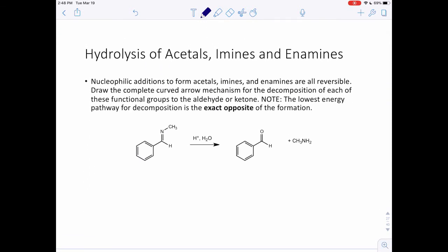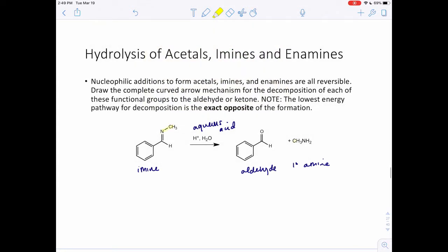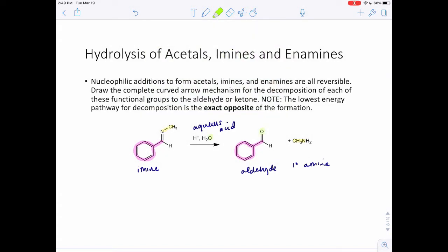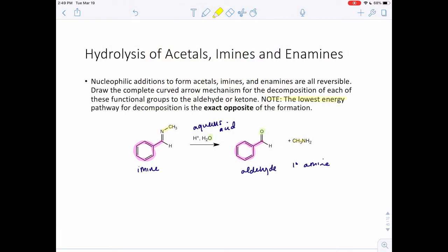All right, now we're going to look at the hydrolysis of an imine. So we have an imine, and we're going to treat it with aqueous acid. And we're going to create the aldehyde and primary amines, where the primary amine is here. And then the carbons from the aldehyde were here. Okay, where does that oxygen come from? It comes from water. So again, I wanted to point out that the hydrolysis is the exact opposite of the formation.